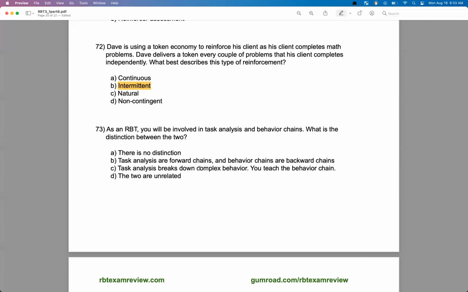Task analysis breaks down complex behavior. You actually teach the behavior chain. Task analysis comes before the behavior chain. Behavior chain, you can teach forward, can teach backward, can teach total. So there is a distinction. It's important to know the distinction, so you're not using the incorrect language when talking about these things.